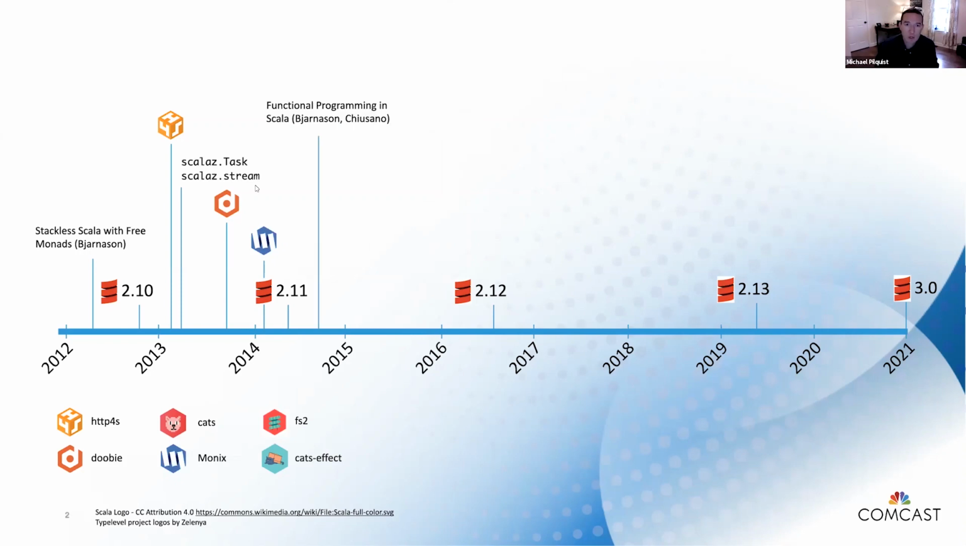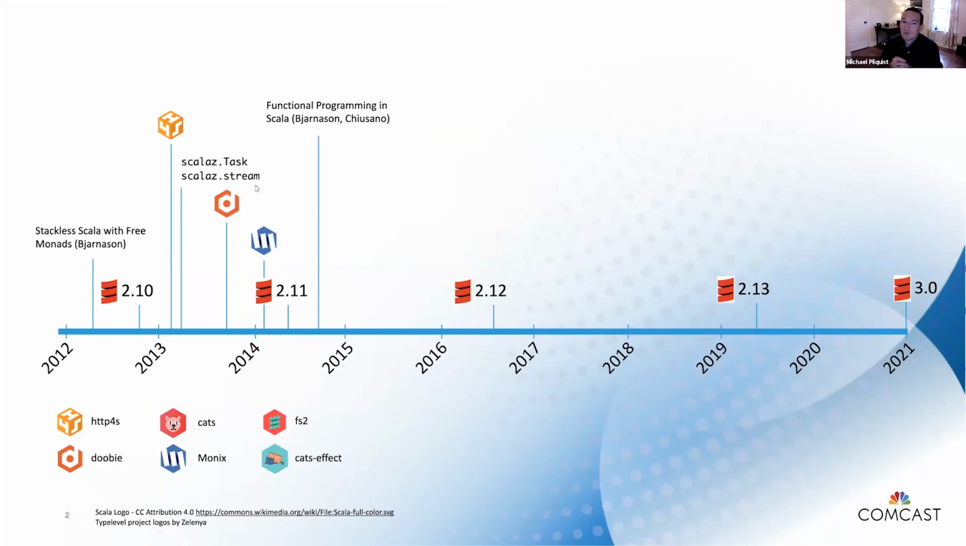Also in 2014, Runar and Paul published the Red Book, Functional Programming in Scala. And again, I would classify this publication as another turning point in functional Scala. It really helped spread the knowledge. It really helped functional Scala become a lot more mainstream.